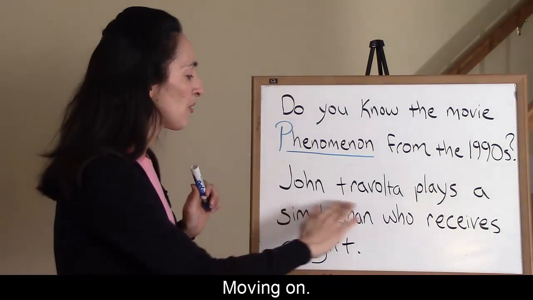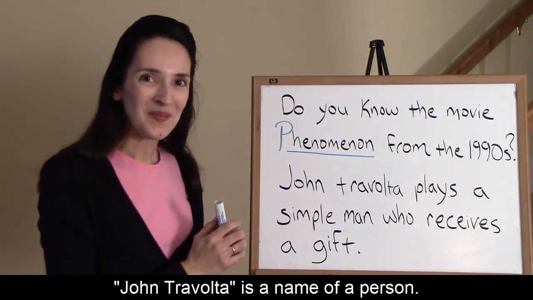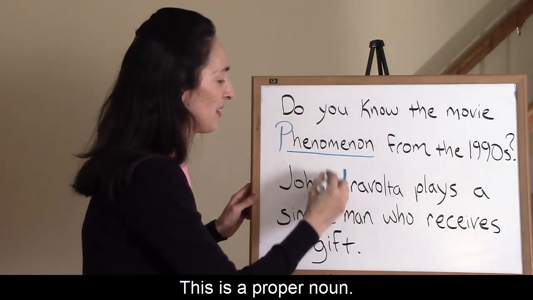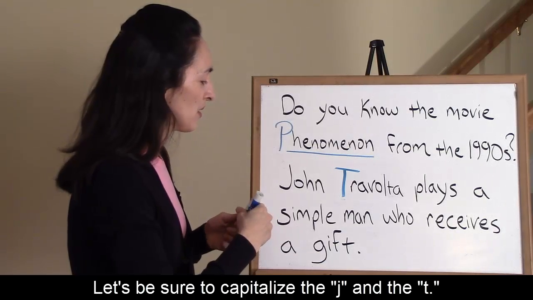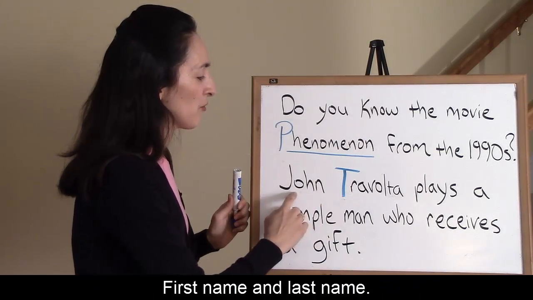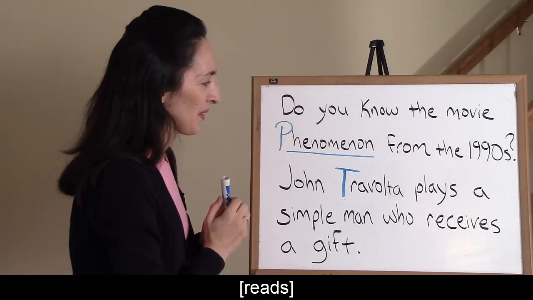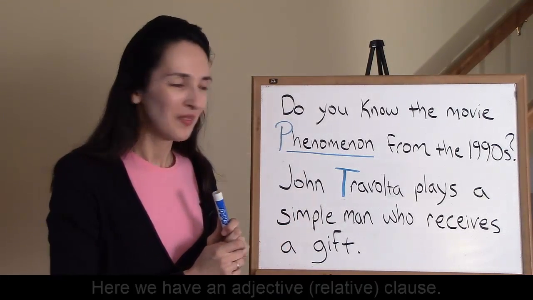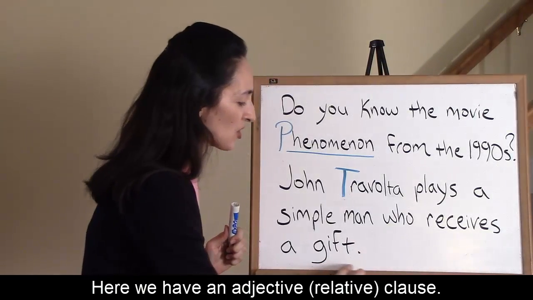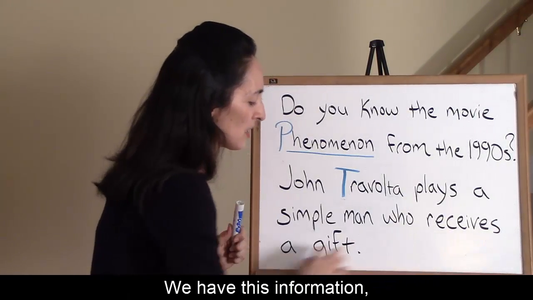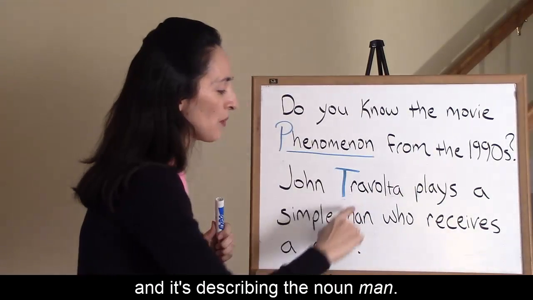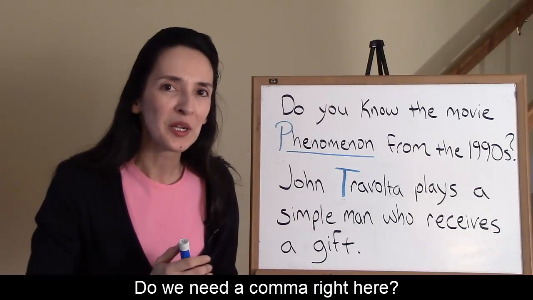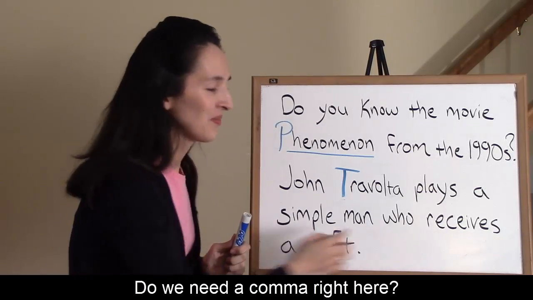Okay? Moving on. John Travolta is a name of a person. This is a proper noun. Let's be sure to capitalize the J and the T, first name and last name. He plays a simple man who receives a gift. Here we have an adjective clause. We have this information and it's describing the noun man. The question is, do we need a comma right here?